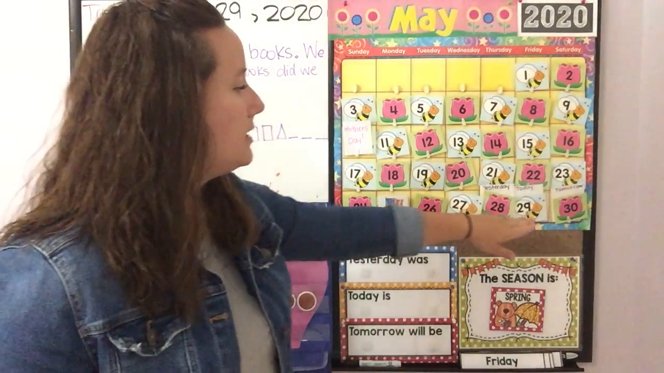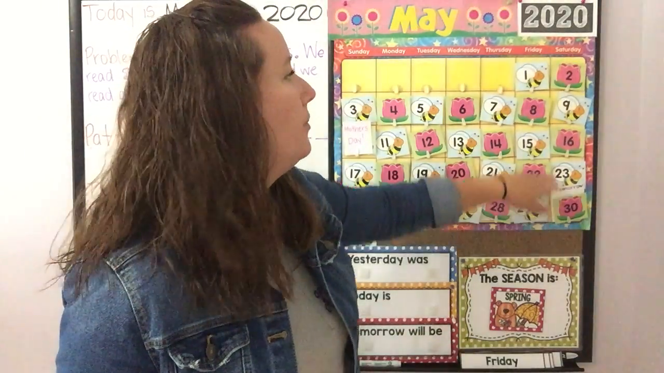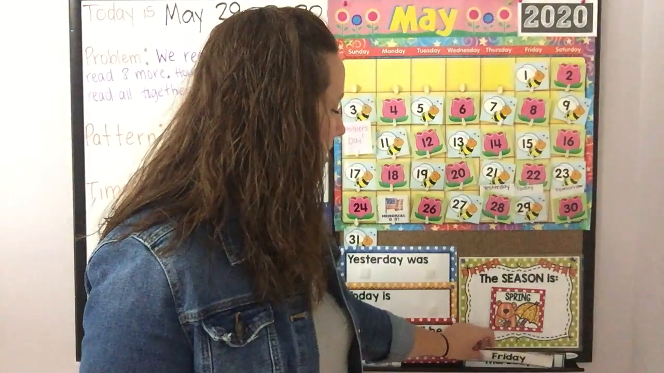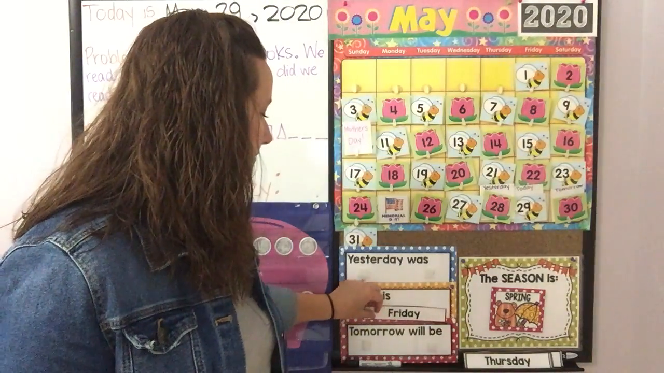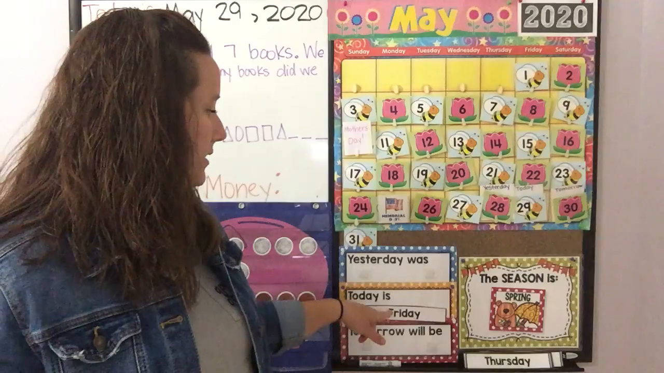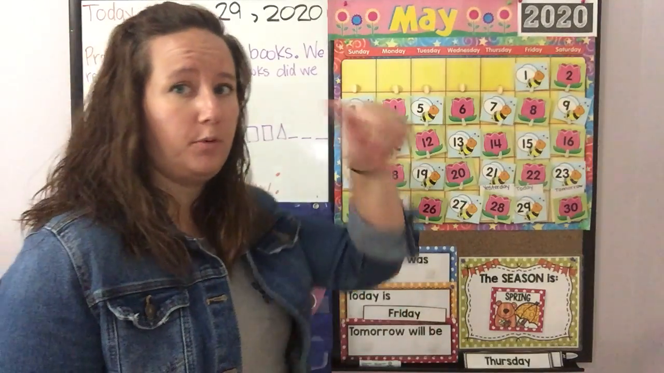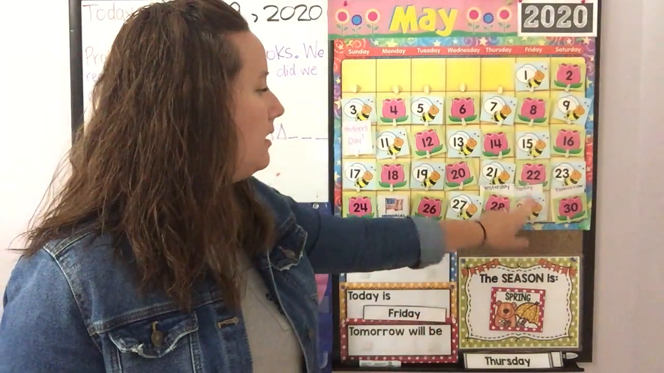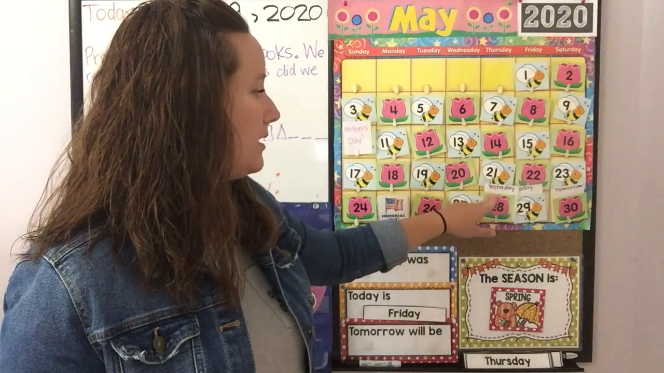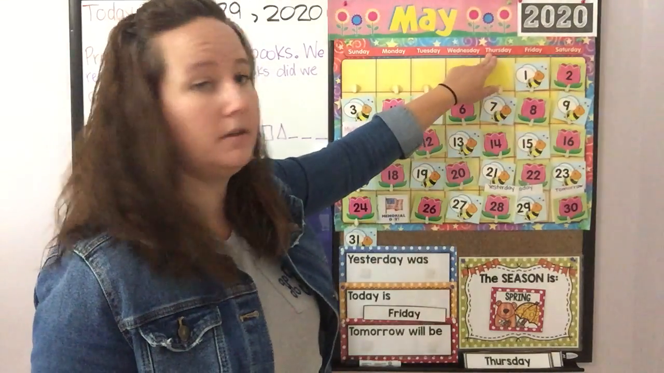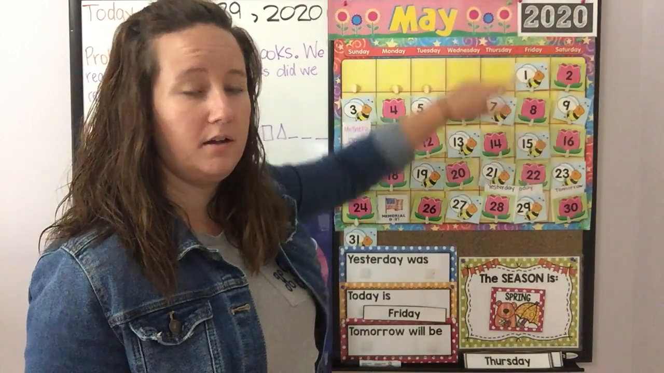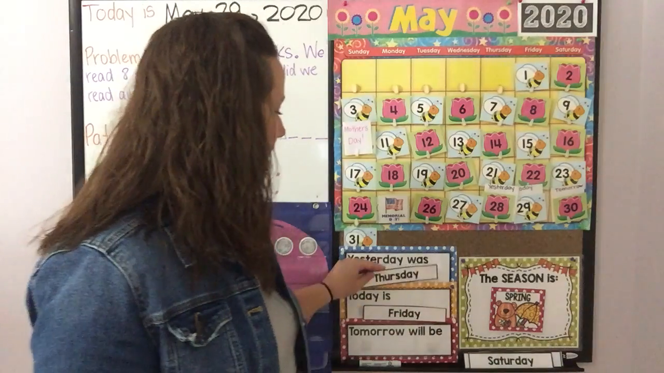All right, so if we look at today, remember today's the 29th, and we go up, up, up, up. Today is Friday. Let's figure out what yesterday was. Remember, we go back a day. So here's today. Hop back one. Yesterday. Up, up, up. Yesterday was Thursday.